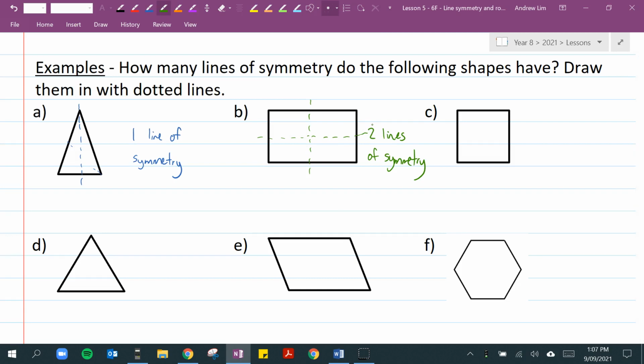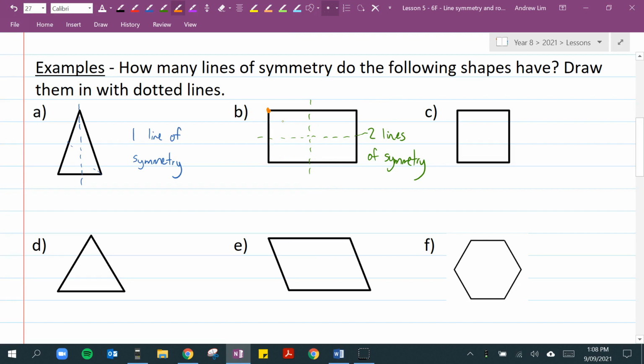Now you might be wondering, what if we drew a line this way? If I were to fold it, wouldn't it exactly cover the other half? Well, it actually wouldn't. This corner here, when folded along this line, will come down here. It's actually not going to come across to here. So there are only two lines of symmetry.